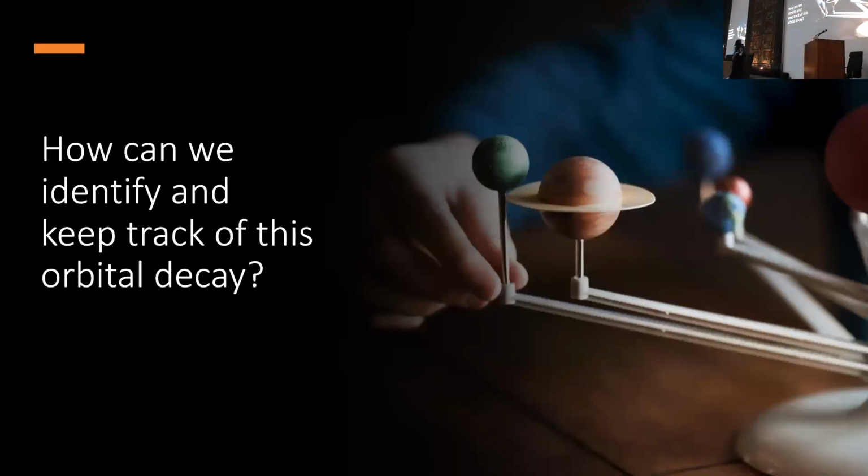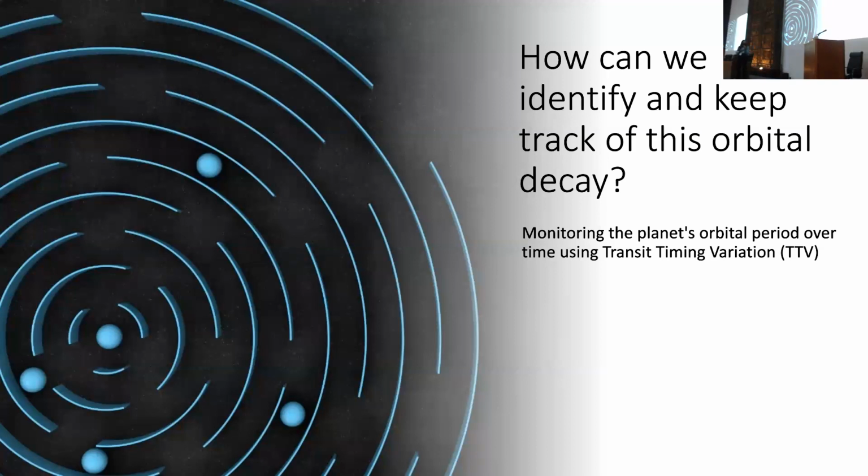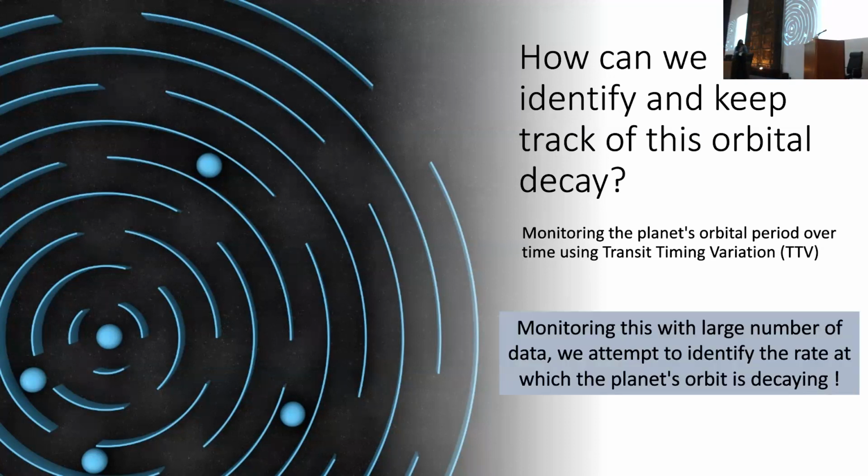So how can we identify and keep track of the orbital decay experienced in a system? We monitor the planet's orbital period over time using a method called transit timing variations. We measure the transit time of an exoplanet and observe it over time. If the orbit decreases, the transit timing will change. That's how we measure transit timing variation. We monitor this with a large amount of data and attempt to identify the rate at which the planet's orbit is decaying.